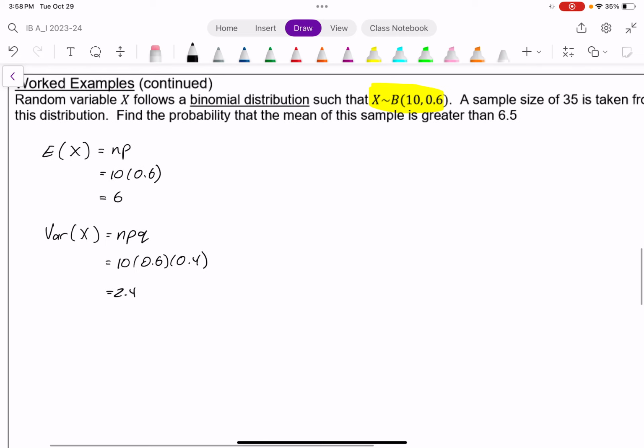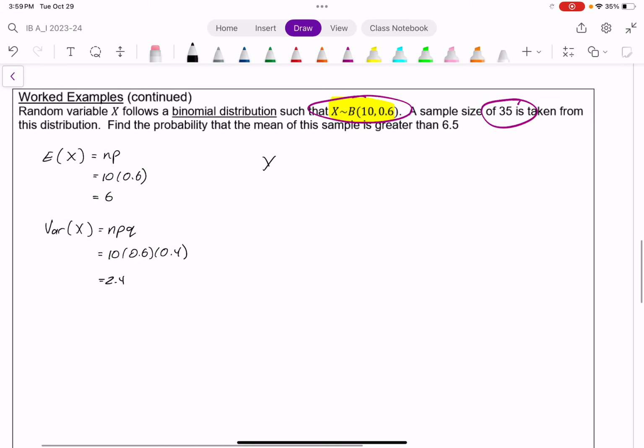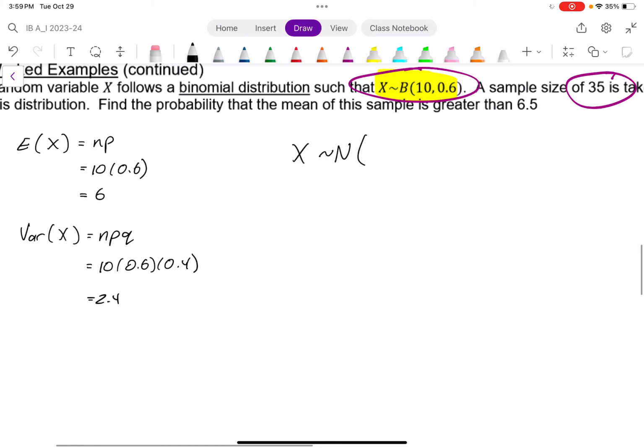The idea is, though, we conduct this experiment and see the actual number of successes, but we do that 35 times. Since we're doing this many times, if we look at the mean of all these 35 samples, we can expect it to follow something similar to a normal distribution. So now I can say that x will follow a normal distribution in which the mean will be 6. That's what we're going to use. But our variance will not be this. It'll be related to this. It'll be this divided by the number of samples. So our variance would be 2.4 divided by 35.